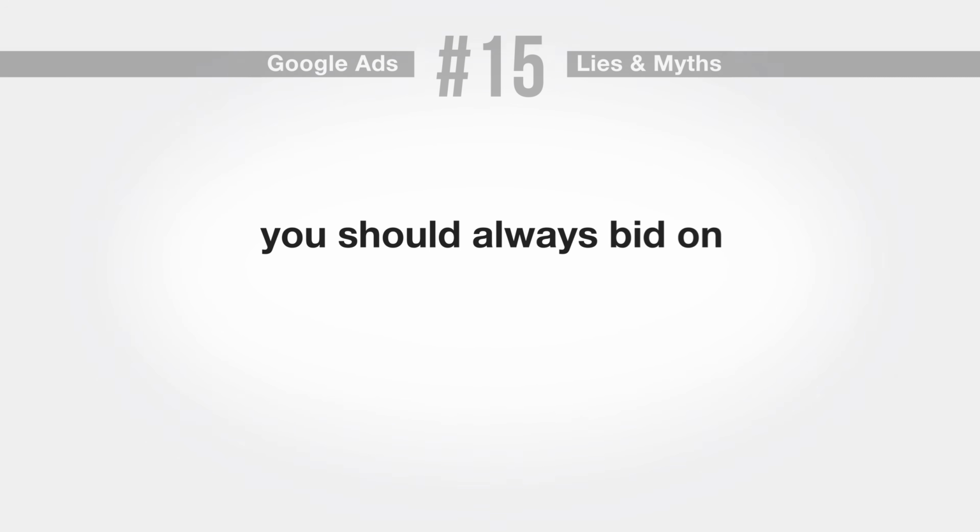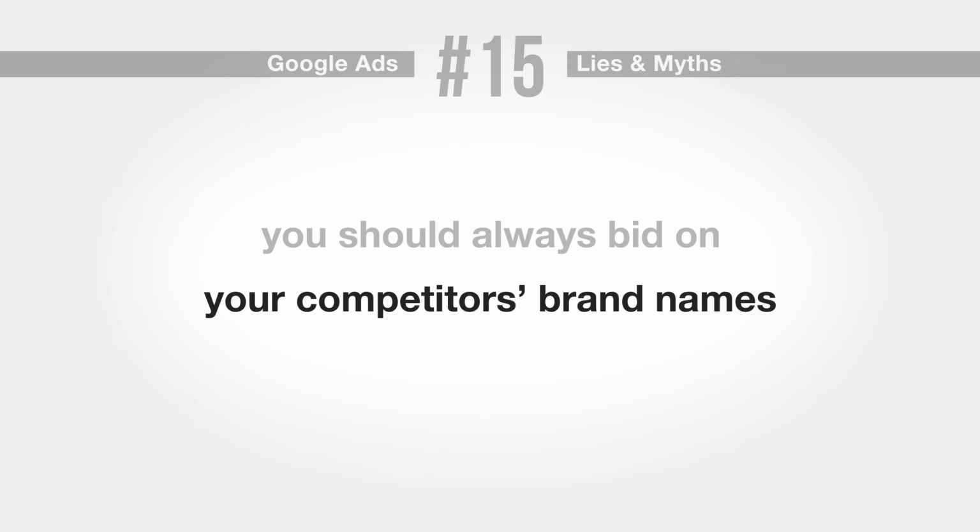Number 15: You should always bid on your competitors' brand names. What's often referred to as a branded search campaign, you can bid on your own search terms, which is often a good idea. And a lot of advertisers want to bid on their competitors' search terms. And they think, someone will be searching for their competitor, but they'll see my ad and they'll click through and they'll go ahead and buy my thing or sign up to my thing instead.